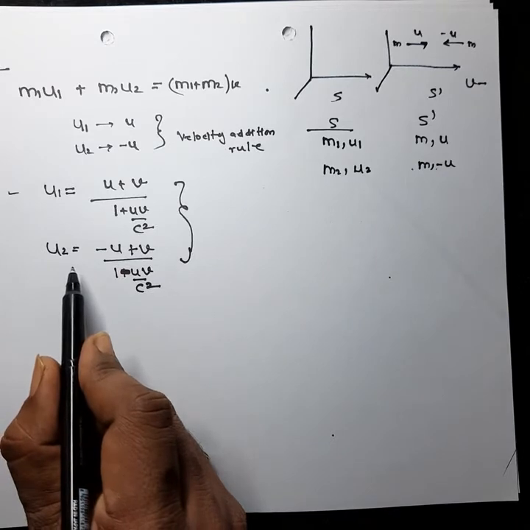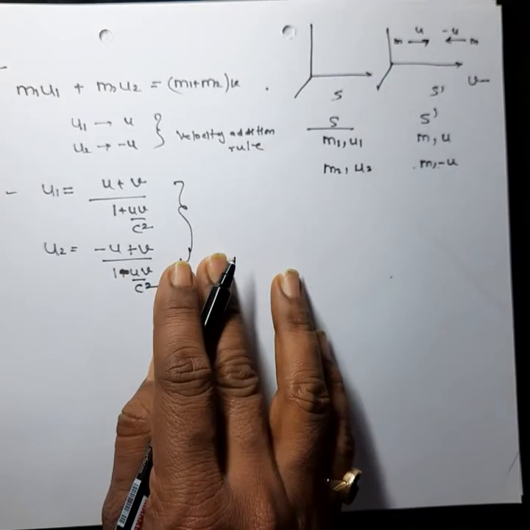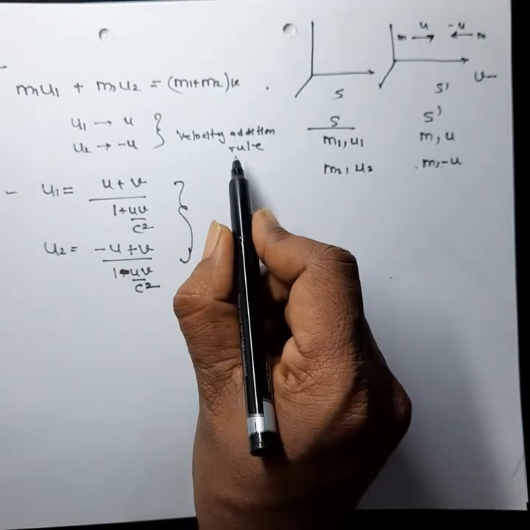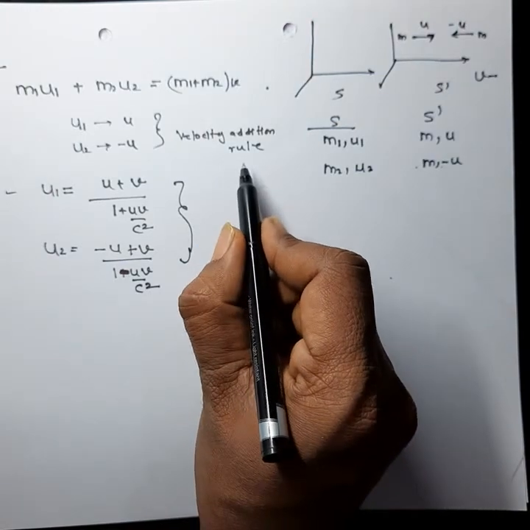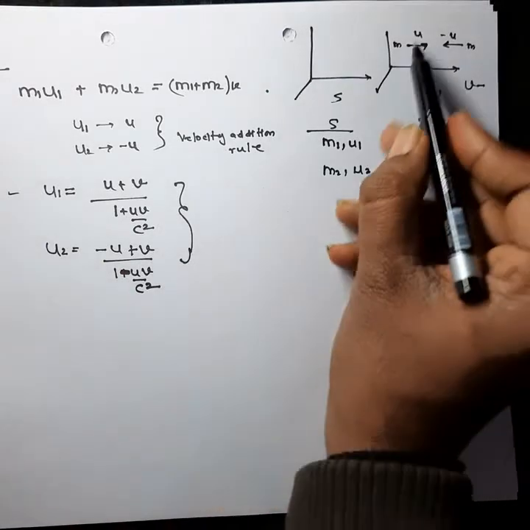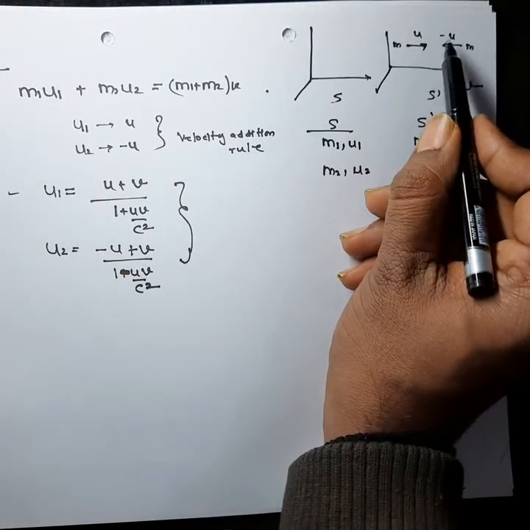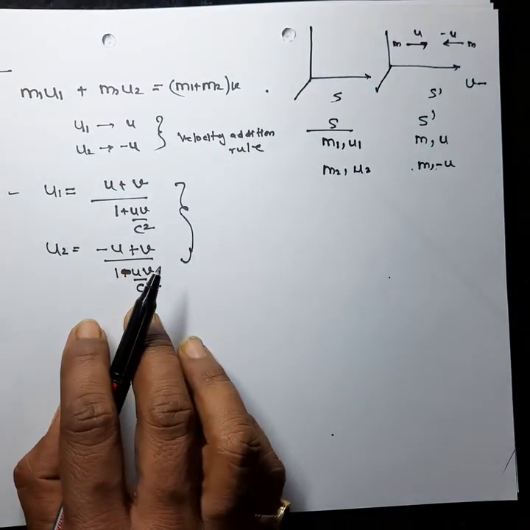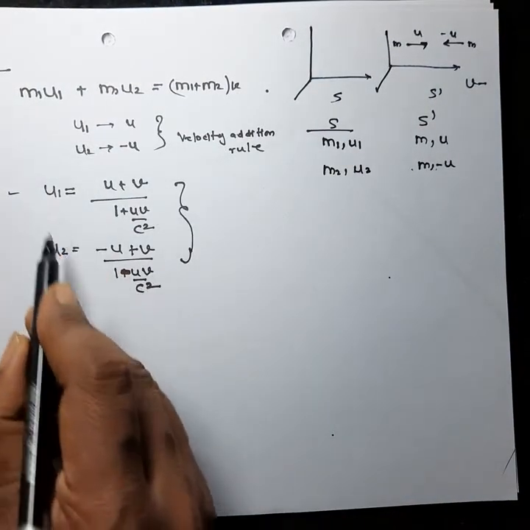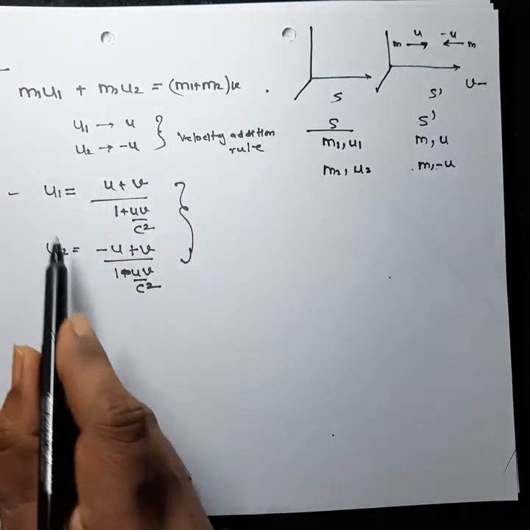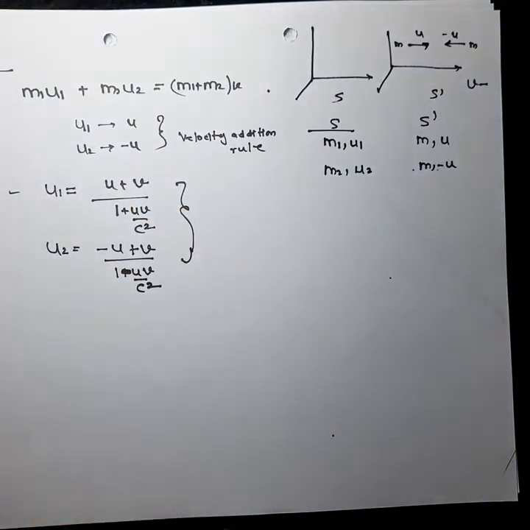Using the velocity addition rule, which we have already established. In the previous classes we have discussed the velocity addition rule, so we have used that rule to get u1 and u2 in terms of velocity components u and minus u. Now what I will do next, I will substitute u1 and u2 in this equation.